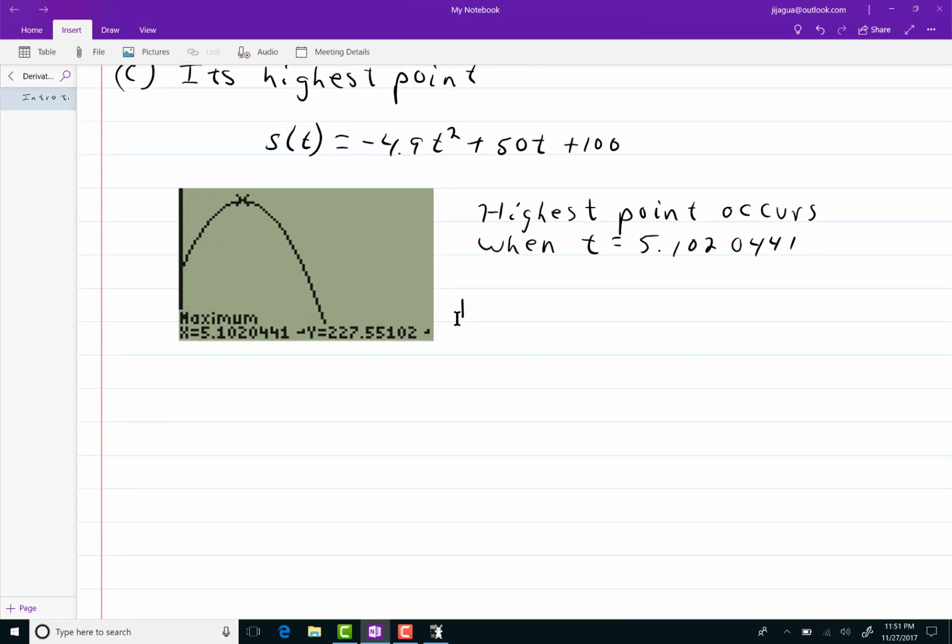So v of 5.10204441 equals negative 9.8 times 5.10204441 plus 50. That was a mistake. And so let me move the 100 out of the way. Best to use a calculator for this, I think.